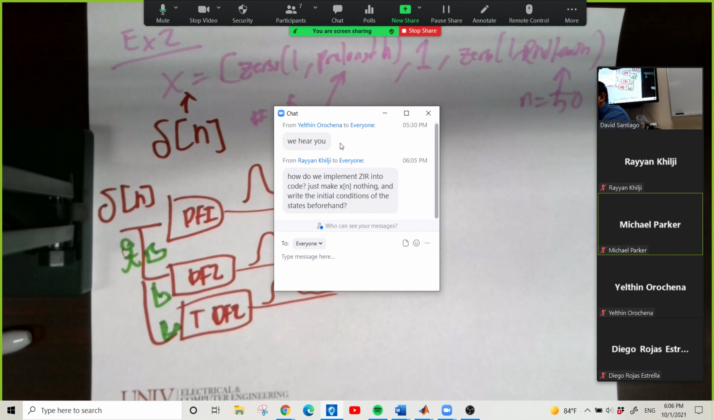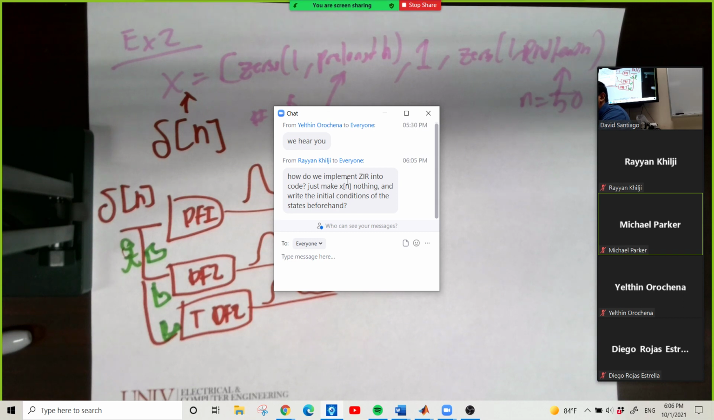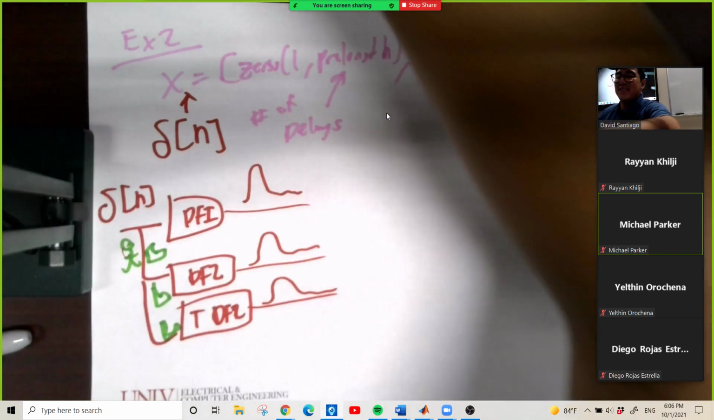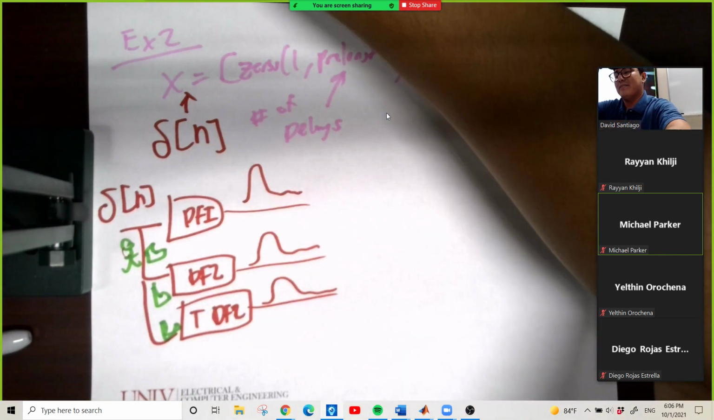Okay, who's chatting the message? How do we implement ZIR into code? ZIR into code. Zero input response. So that means it's the states. That's exactly what I discussed right here.